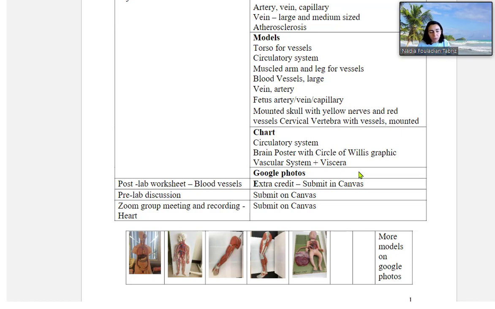But I believe that I have explained those in the previous video for the previous semester that I had. And then we have the fetus model, and I believe it's more than one model that we have.